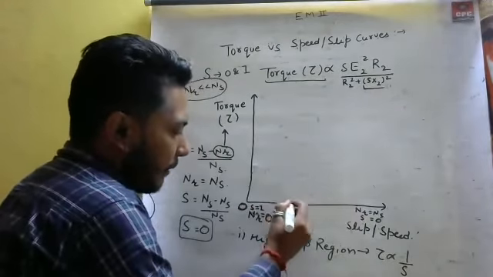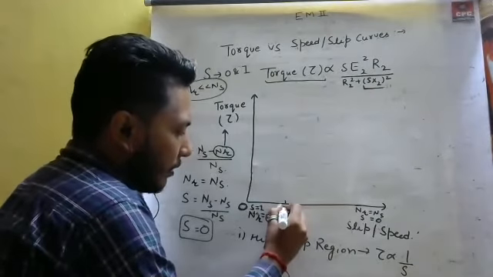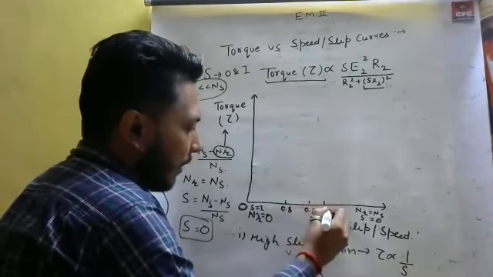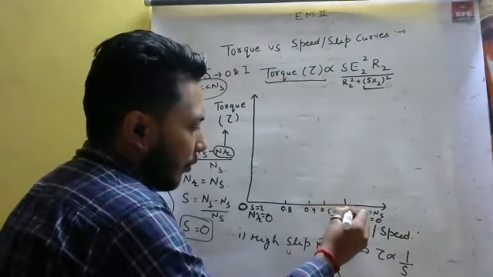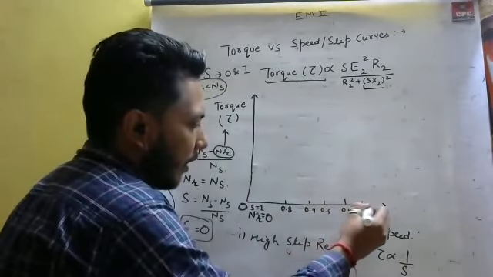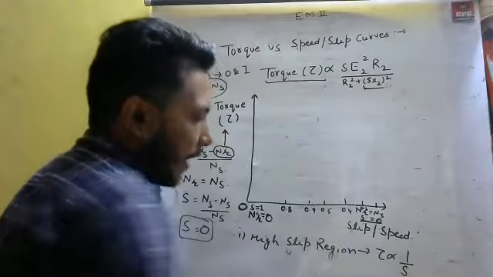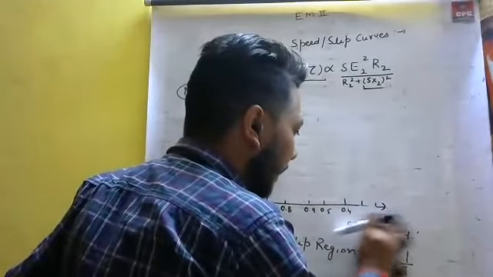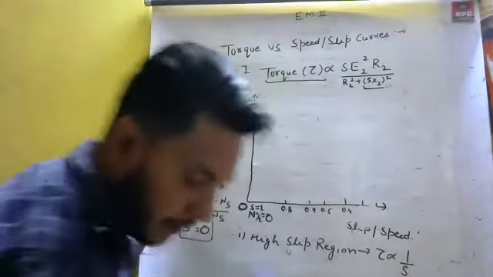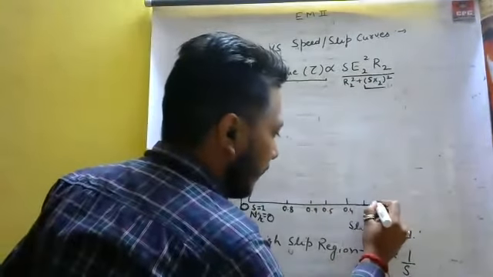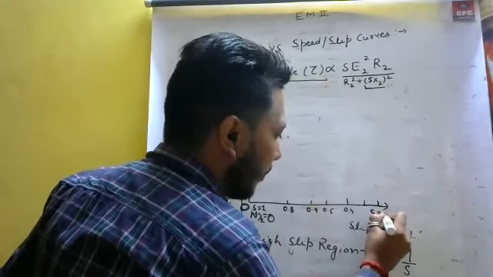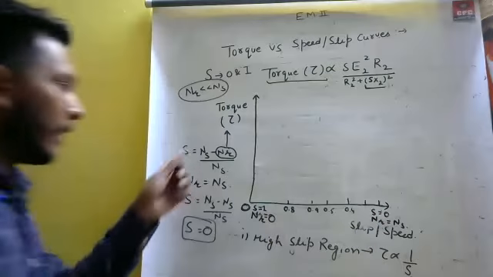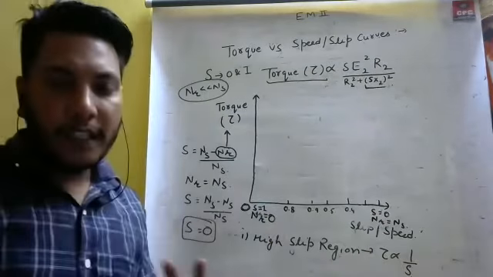Here the value of slip decreases, for example 0.9, 0.8, 0.5, 0.4, 0.3, or here 0. At that point, this is your running condition, when s is equal to 0 and NR is equal to NS. Here we see there are two conditions in the motor.